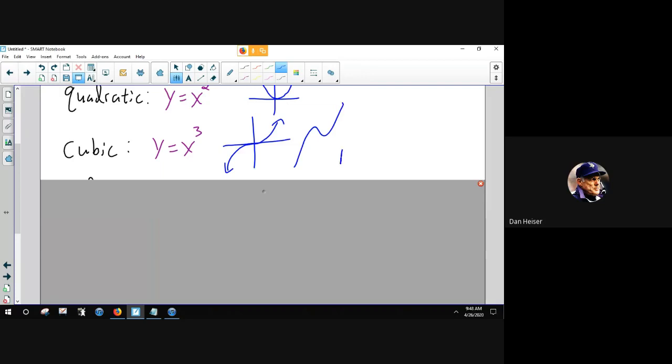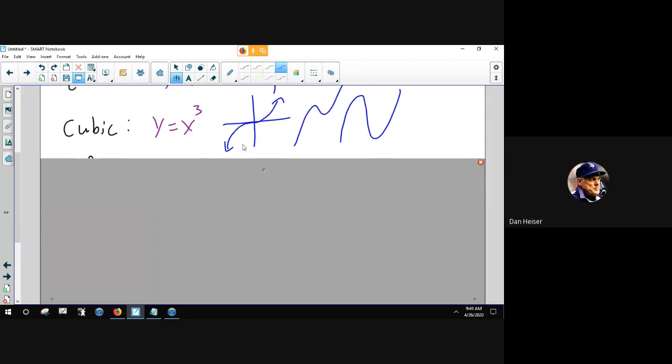There we go. They never really get vertical. So cubics can vary many ways, but the plain vanilla one, a little flat there at 0, and then think of it as a half parabola that goes up and then a half parabola that goes down.